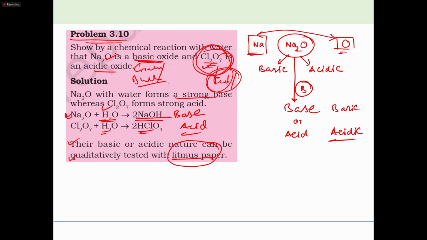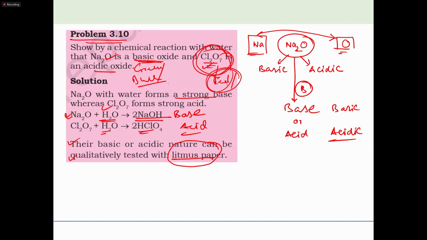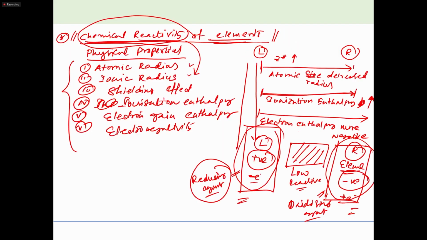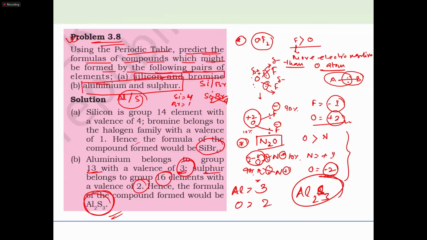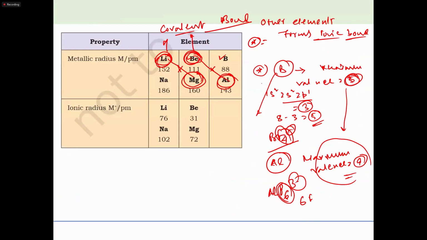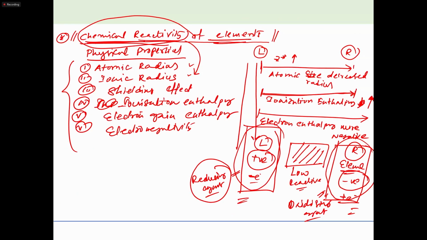By the litmus paper test, or you can also react with water and see which it forms. If it forms a base, then it is basic, and if it forms an acid, then it is acidic. So here I am going to stop this class. But before finishing this class, let me recap what I actually taught in this periodic table class.